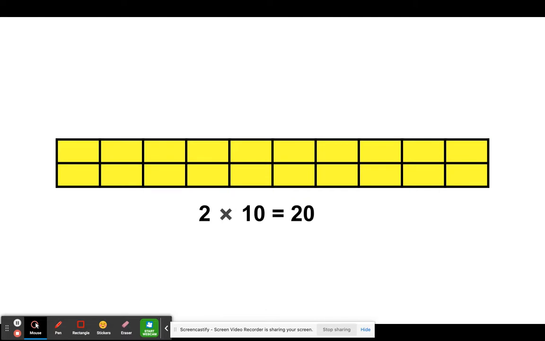All right, I'm going to start with a 2 times 10 array. And we know that 2 times 10 equals 20. I have 2 rows with 10 rectangles in each row. So here is 2 times 10.